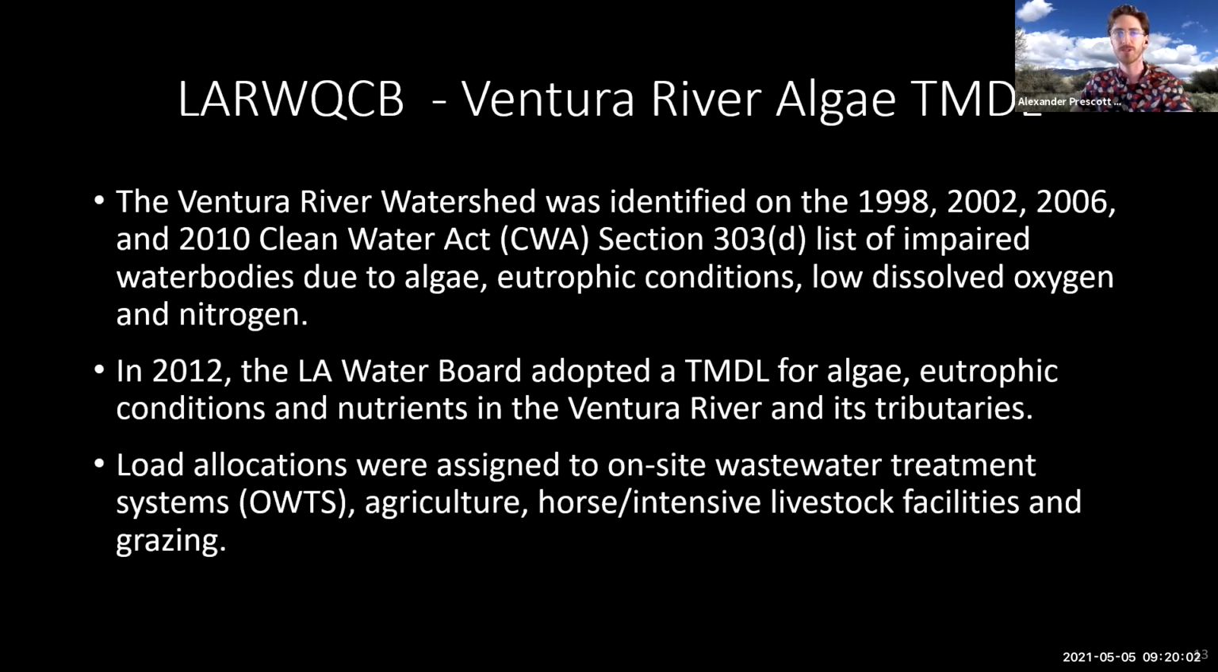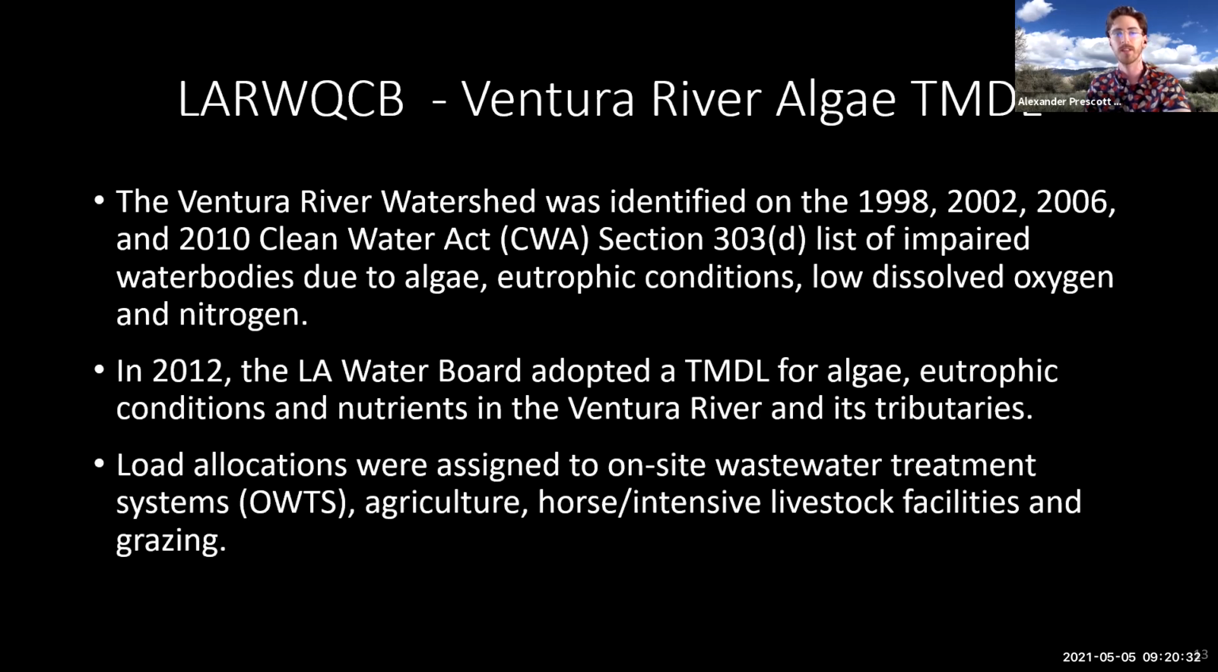In 2012, the Los Angeles Regional Water Quality Control Board adopted a total maximum daily load, or TMDL, for algae, eutrophic conditions, nutrients in the Ventura River and its tributaries. A TMDL is a planning document that identifies the maximum amount of a pollutant that can enter a water body while still meeting water quality standards. The TMDL assigns waste load allocations to point sources of pollution and load allocations to non-point sources of pollution.